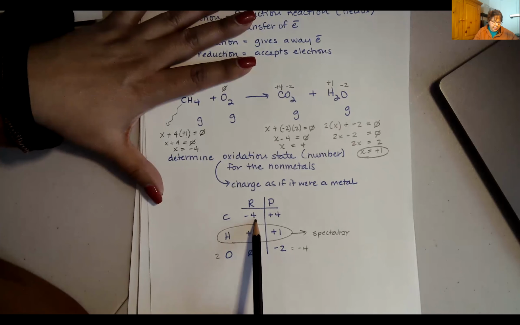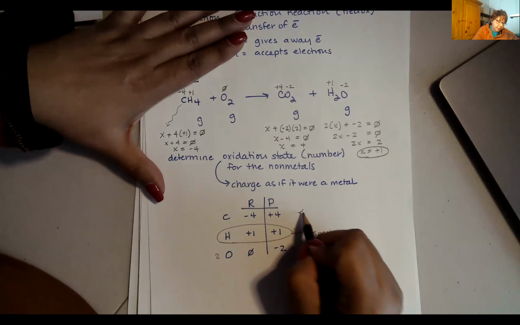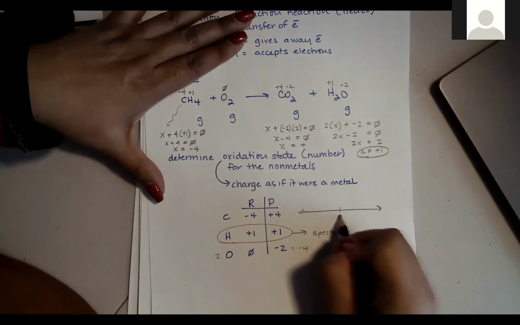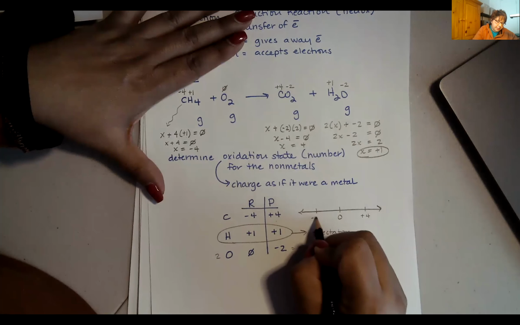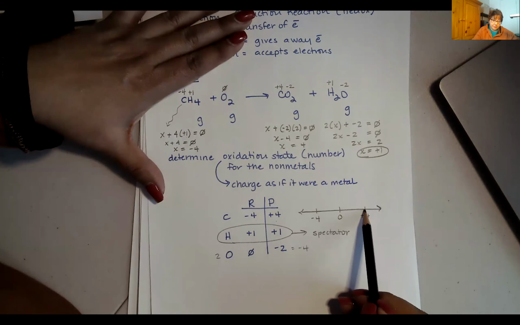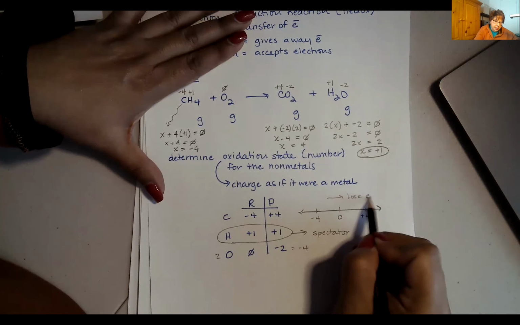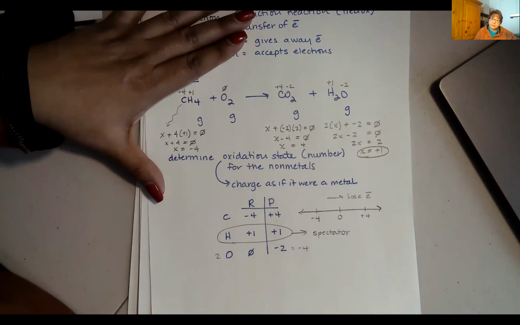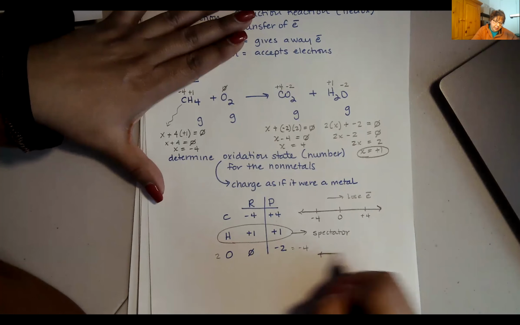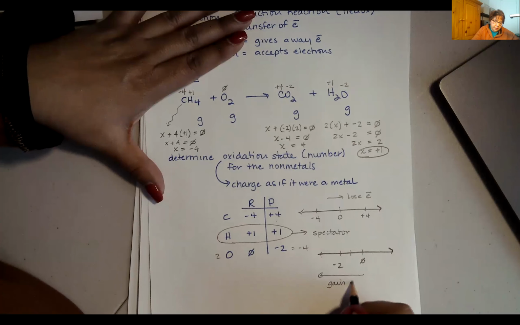Is carbon gaining or losing electrons? Let me help you out. Let me draw a little number line. Here's +4, here's -4. It goes from -4 to +4. So somebody said it's losing electrons. When you're becoming more positive, you lose electrons. If I look at oxygen, it's going from 0 to -2. It's becoming more negative, so it's gaining electrons.